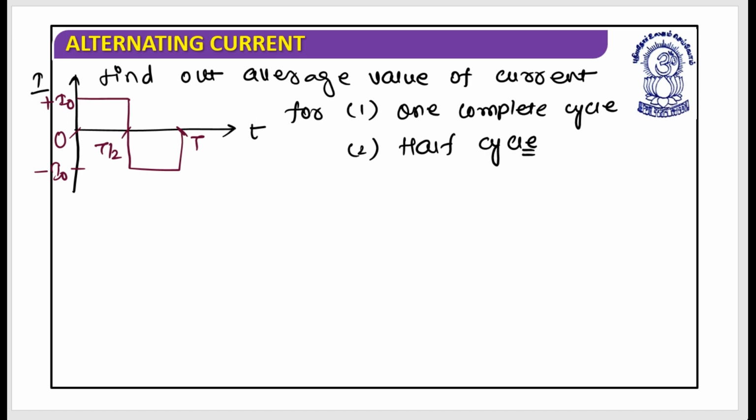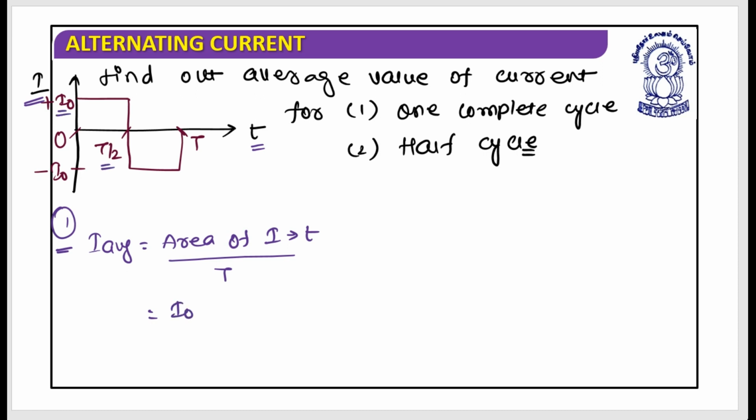So for one complete cycle, let's begin with the first cycle. It is just the graph of I versus t. So what I need to do is, I average is the area of the I versus t graph divided by the total time, and that total time is t. When I take the area, this is I naught, this is t by 2, and I can see this is a rectangle, so this is plus I naught into t by 2, this is minus I naught into t by 2, divided by time. So plus I naught t by 2 minus I naught t by 2 will be 0 by t, it would be 0.